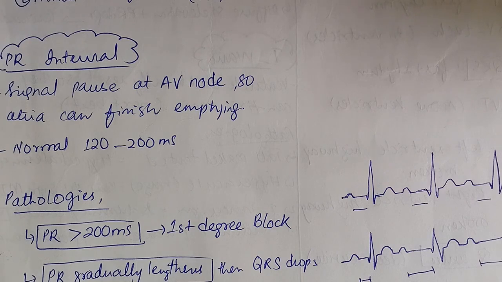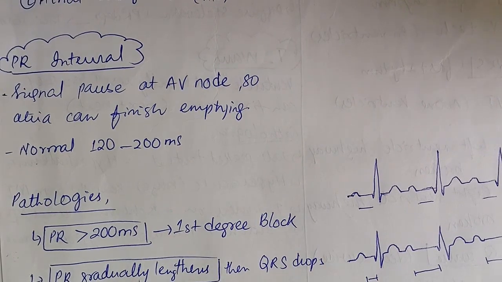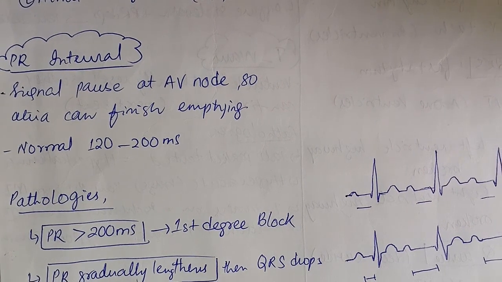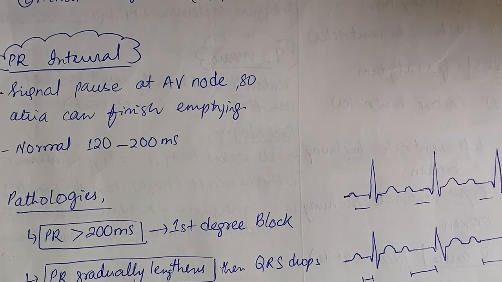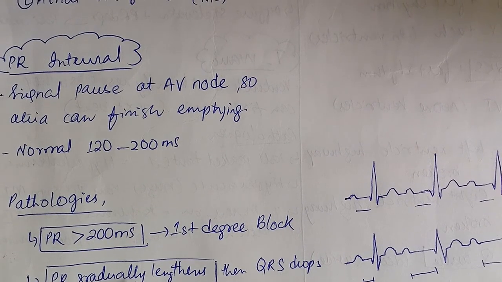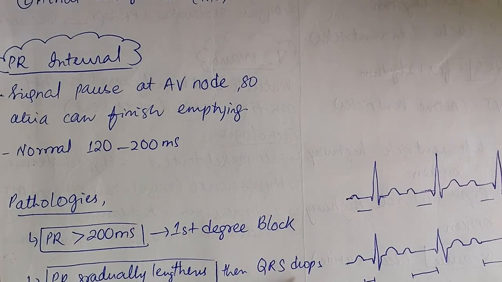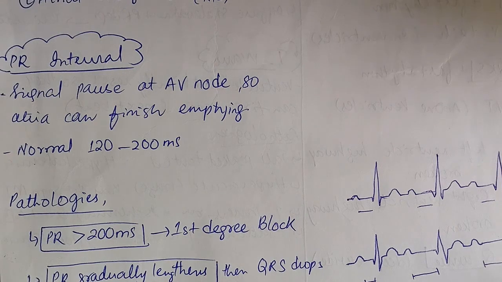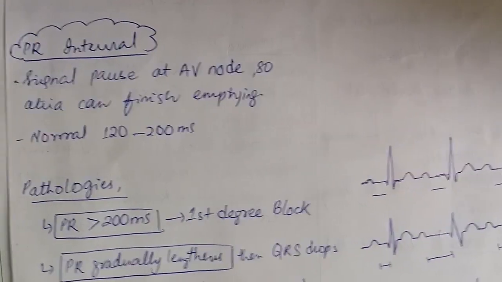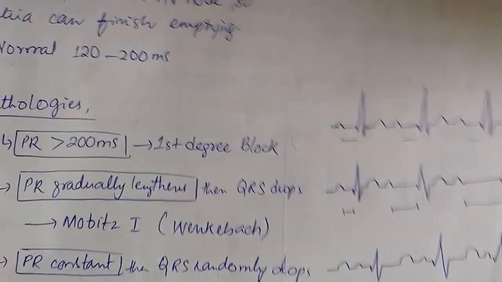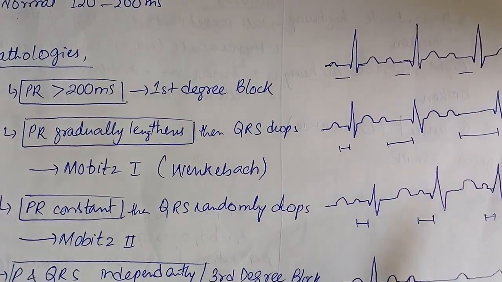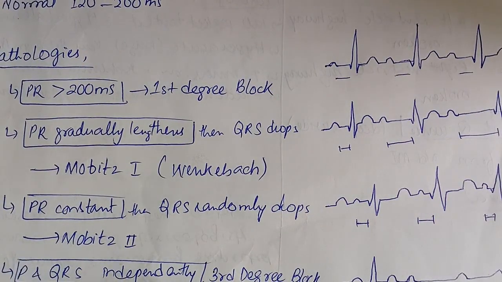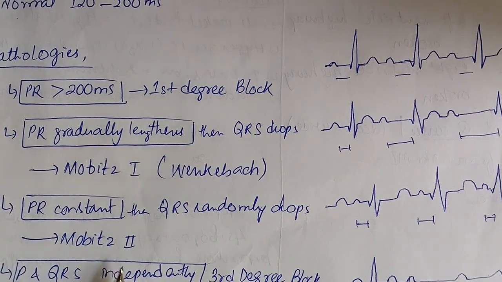Then we have second degree heart block, which has two kinds: Mobitz type 1 and Mobitz type 2. If the PR gradually lengthens and keeps on lengthening until the QRS drops, it is Mobitz type 1, also termed Wenckebach phenomenon. And if the PR is constant and the QRS randomly drops, it is Mobitz type 2.